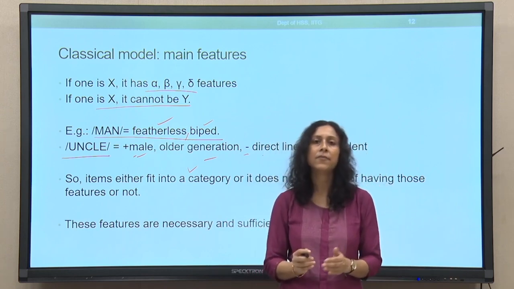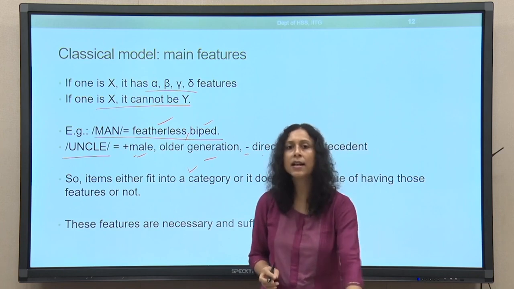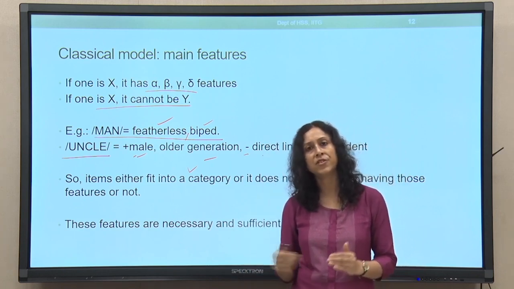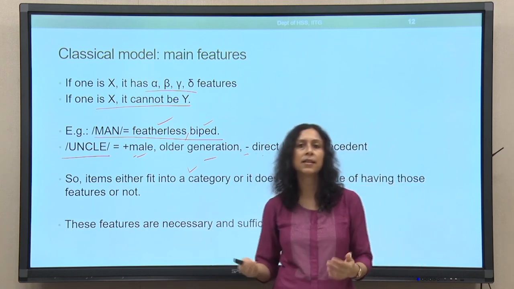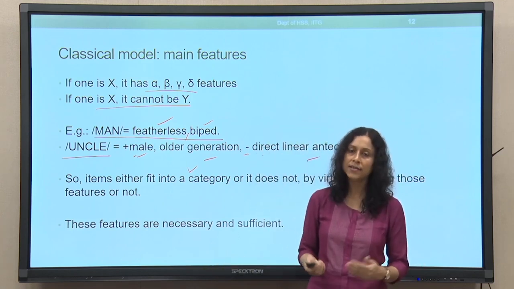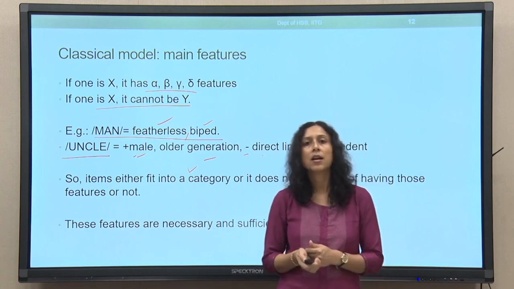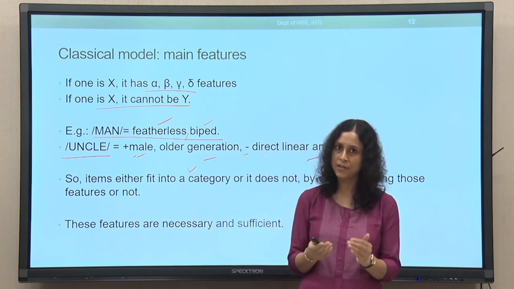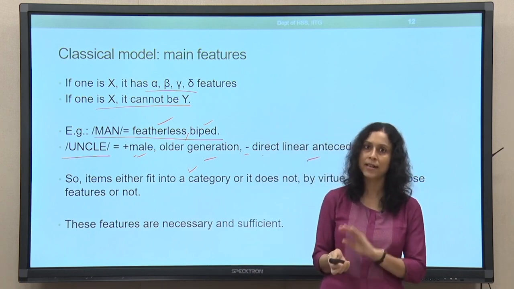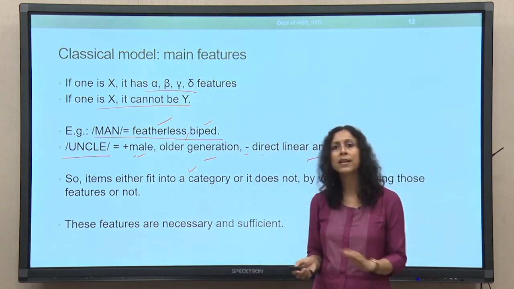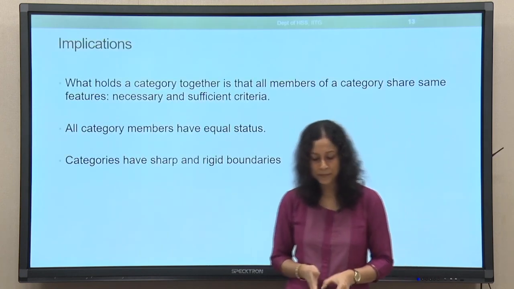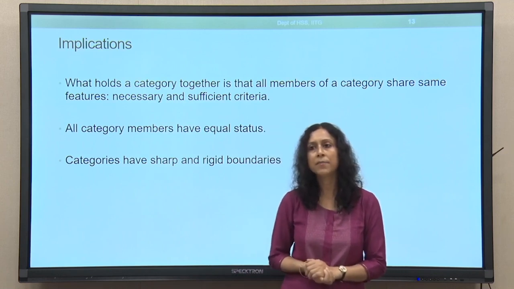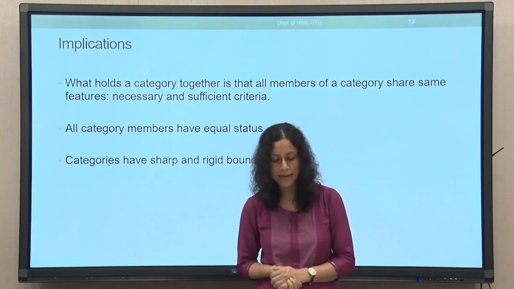So this is very clear cut, very simple, clean cut distinction, that there are objects, or things, or people, or everything that share a certain set of features, which are shared by every member of that category, and those features are very small in number and they are necessary and sufficient. So, very clean and very simple. These are the implications of that theory. What are the implications? And that is exactly where the problem arises.